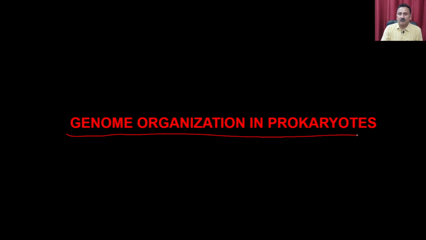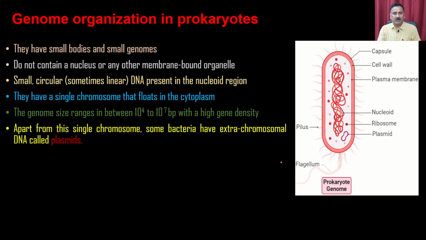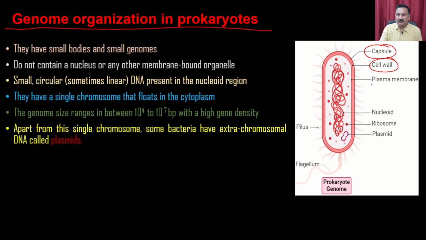We'll start with the prokaryotic organisms. So first we are going to discuss how the genome is organized in prokaryotic structures. This is a typical prokaryotic cell, where you have the cell wall, the capsule, the plasma membrane, and inside the plasma membrane you have the cytosol, and then you have the nucleoid. The nucleoid is the region where all the genomic content is present, and then you also have the ribosomes and the plasmids, and all this kind of flagella and all that, right?